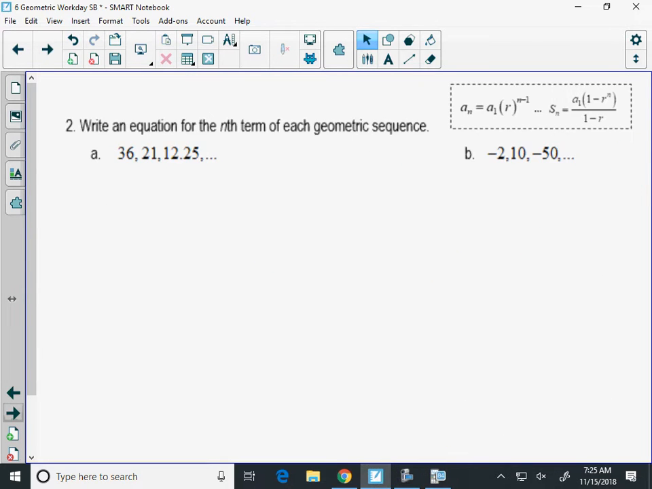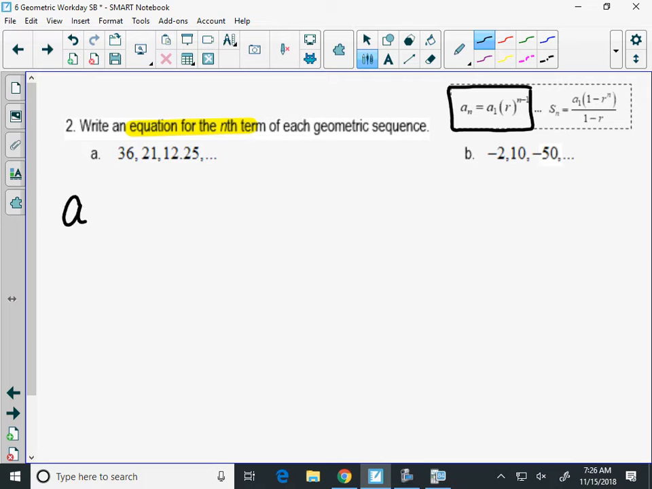Number 2 is pretty simple. We are just going to be writing the equation for the nth term of this geometric sequence. Now, when I'm writing an equation for the nth term, I'm not solving anything. I should still have n in my answer. I just want to write an equation for a sequence. So I'm using the a sub n formula here, just to write out what I would use to find another term in the pattern.